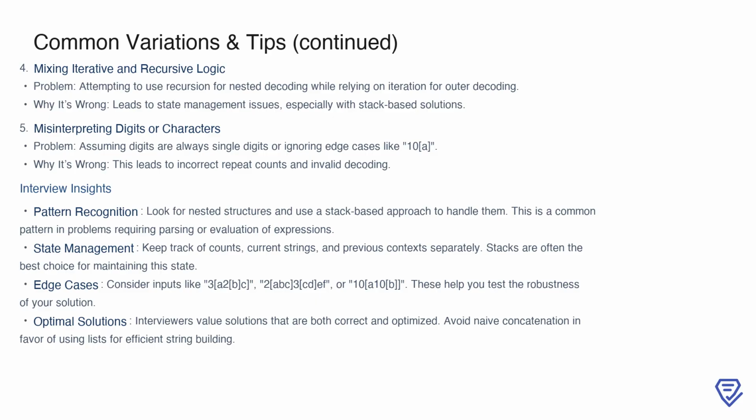For example, using recursion to handle nested decoding while relying on iteration for outer decoding can create significant state management issues. This is especially problematic when working with stacks, as it becomes harder to maintain clarity on the state of counts or partially decoded strings. Misinterpreting digits or characters is another common issue. For example, assuming that all digits are single-digit numbers can cause incorrect repeat counts, especially for patterns like 10[A]. This oversight can lead to inaccurate decoding.